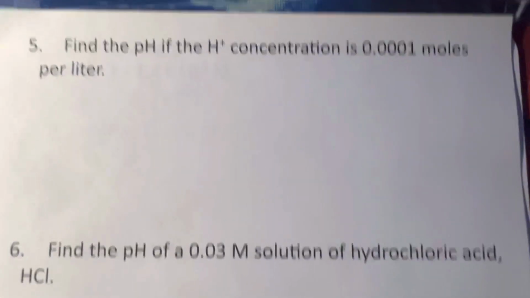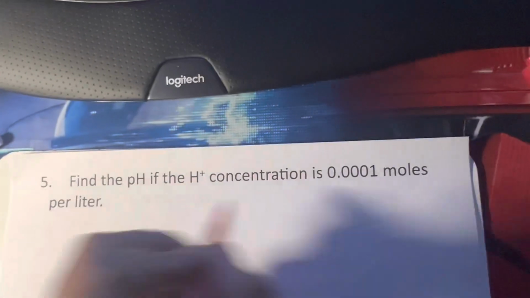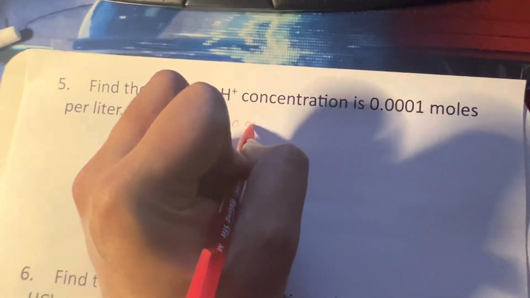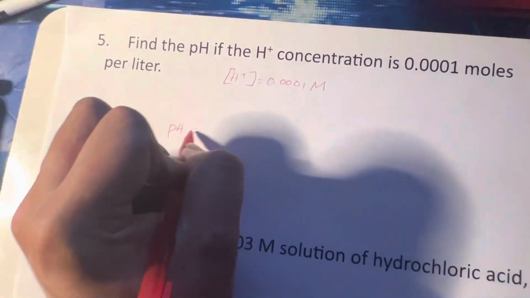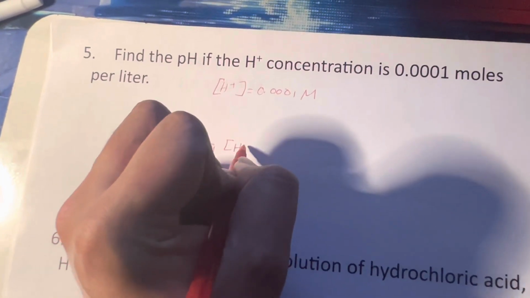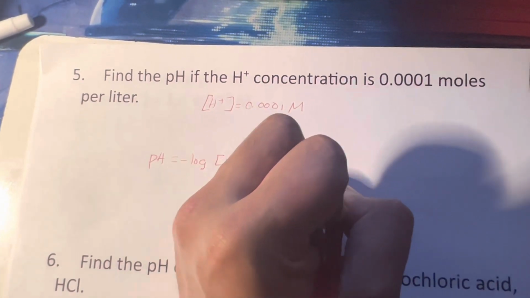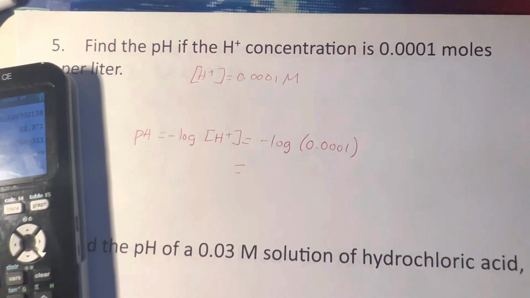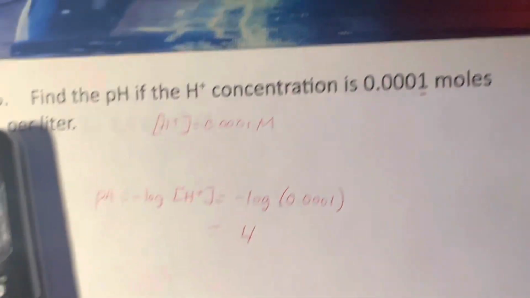Find the pH if the hydrogen concentration is 0.0001 moles per liter. This is actually molarity, so my hydrogen ion concentration is 0.0001 molar. pH equals the negative log of the hydrogen ion concentration, so negative log of 0.0001. I end up with 4, but I have 1 sig fig here, so 4.0.